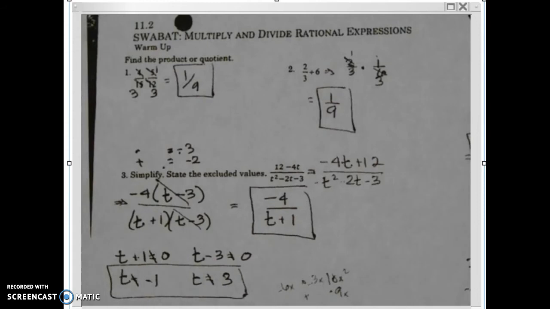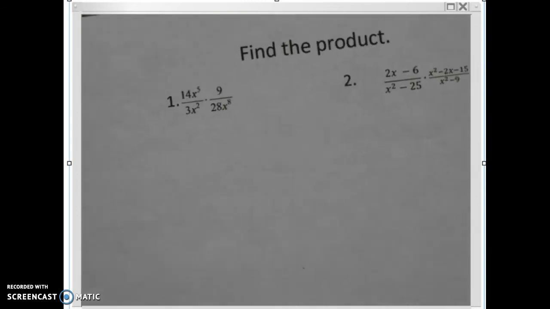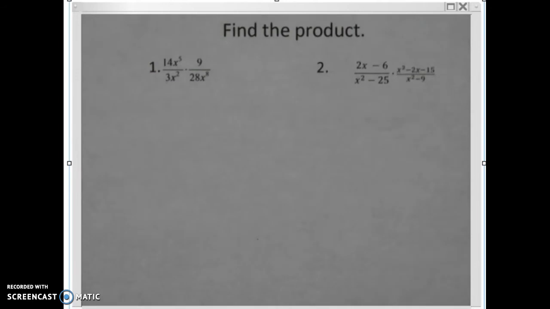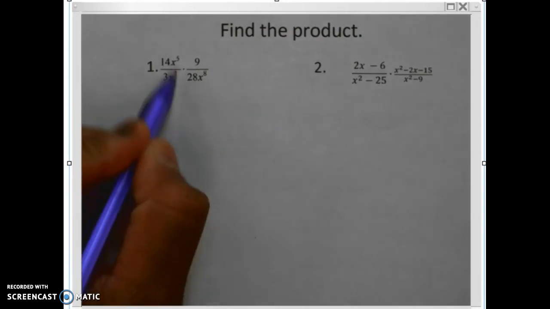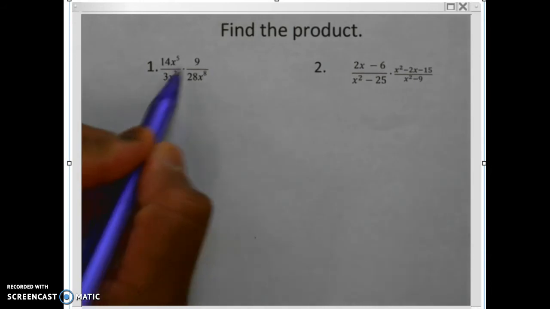Okay, let's go on to today's lesson though. We're going to use what we did for numbers 1 and 2 as well as a little bit of number 3 to help us find the product of each of these. Find the product. So for number 1, typically I don't cross cancel variables like how there's some x's all over the place. I like to save those for last, but I can cross cancel numbers if possible.